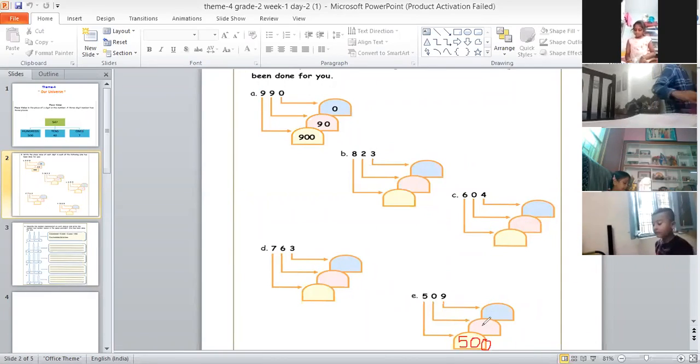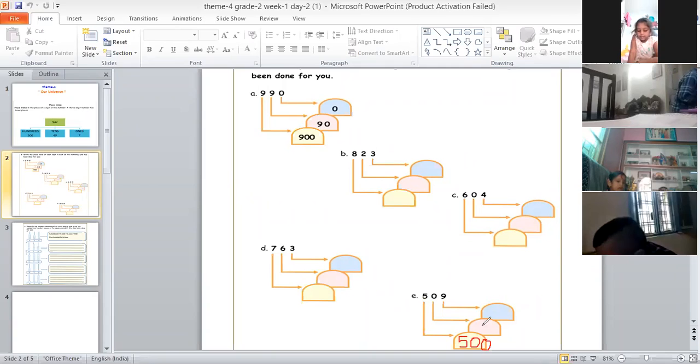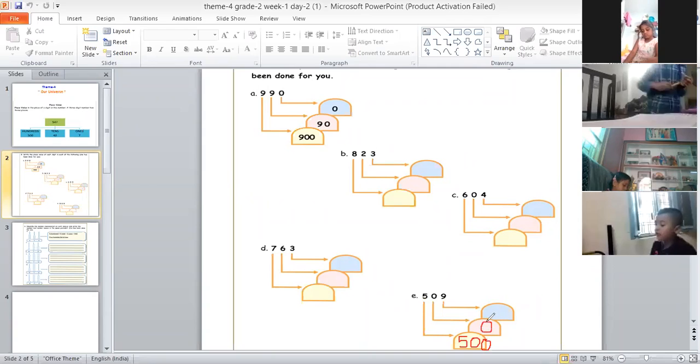Okay. Now here next. 0 is in tens place. So we will write only 0 here. No need to write 2 zeros here. Okay. In the last one, ones place. What's the last digit? 9, ma'am. Yeah. In the last box, we'll write 9 because 9 is in ones place. So this is 500, 0 and 9. Okay. So this is 509.